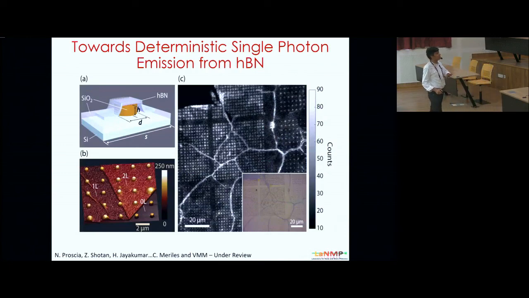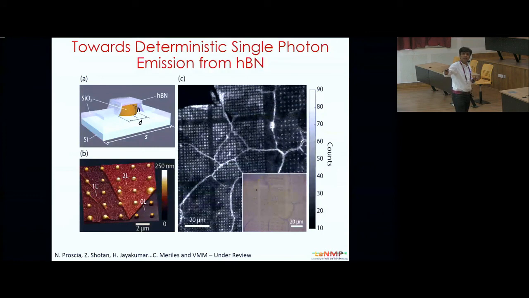Now, a similar approach has been used in TMDs, but in TMDs the physics is different, because what happens there is you have bound excitons. Here, you do not. Just to remind you, hBN has a band gap of 6 eV, so these are not bound excitons that you're creating. These are defect states inside this material.